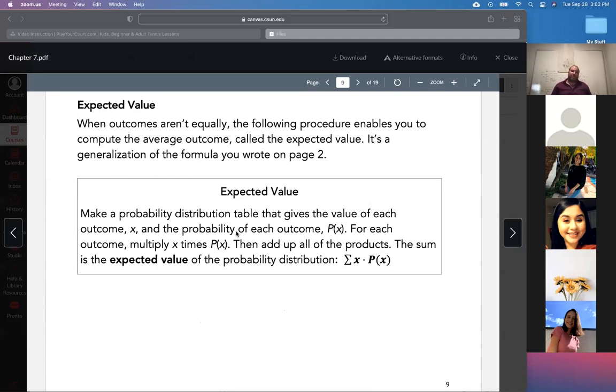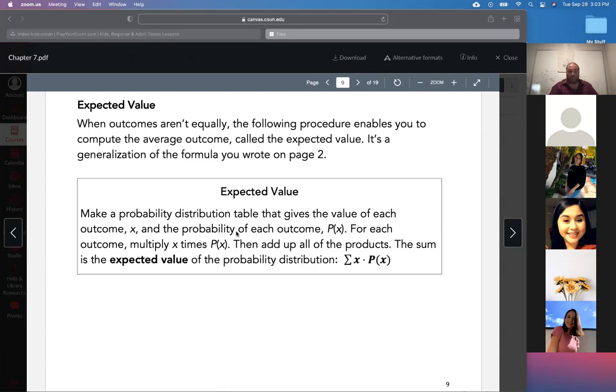Anyways, so expected value. Every example that we did so far was very straightforward in the sense that we were able to add up the number of possible outcomes, divide by how many there were, and get the right answer. Unfortunately, that only holds if the outcomes are equally likely. What do you do when they're not equally likely?